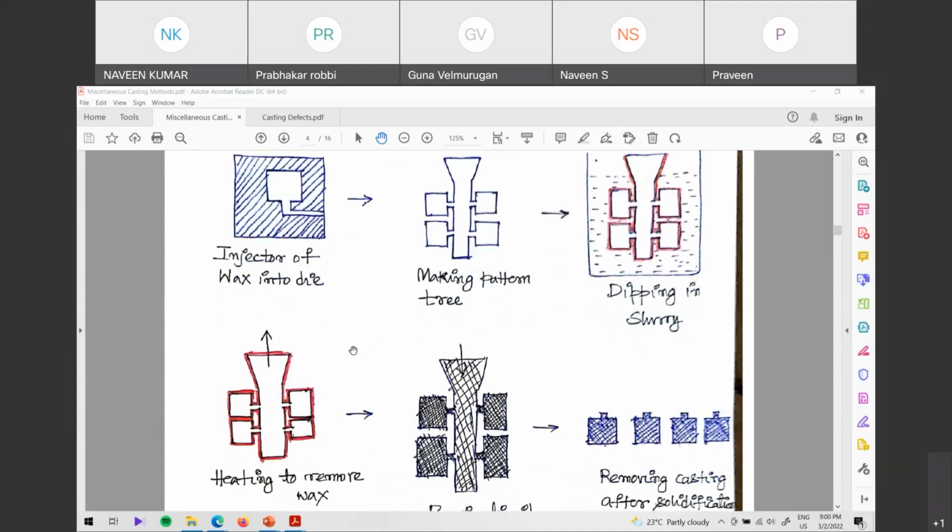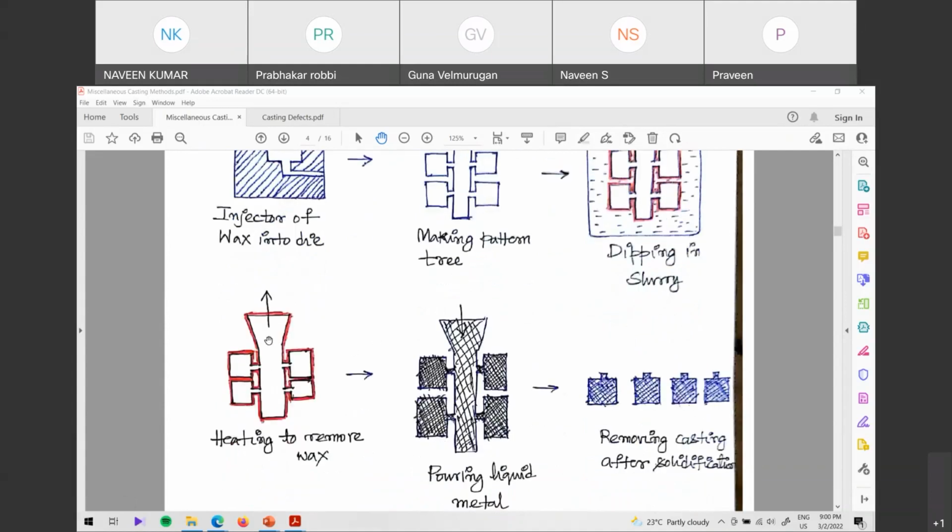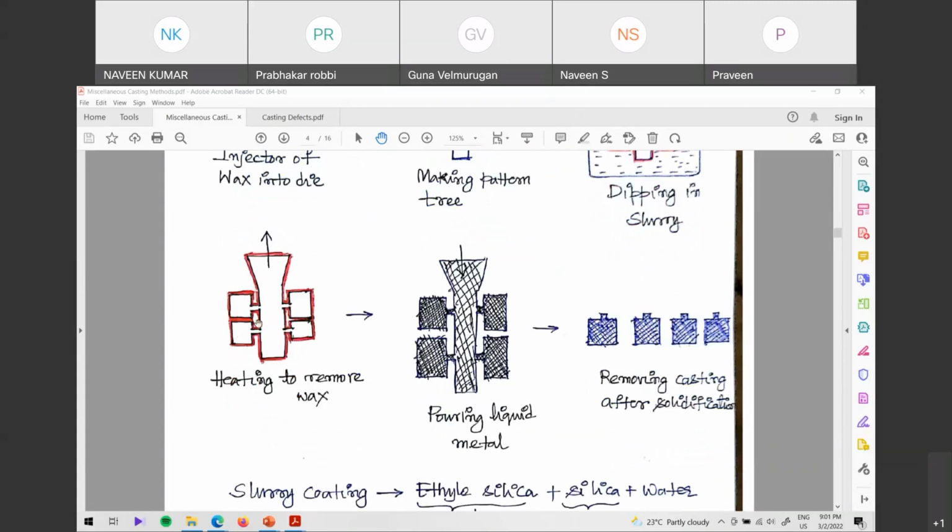After the required amount of thickness is formed, in the form of a coating on the wax pattern, now what you do, you heat this in an oven. The shell, the coating that has been formed, will be hardened, and the wax will be melted out. The wax will be melted out because the melting point of wax is very low. As the wax is melted out, you will remove the wax out of it, and then what is left? The shell is left. Right? Now, as the shell is left, in the shell you pour the liquid metal of your interest, and then solidify.